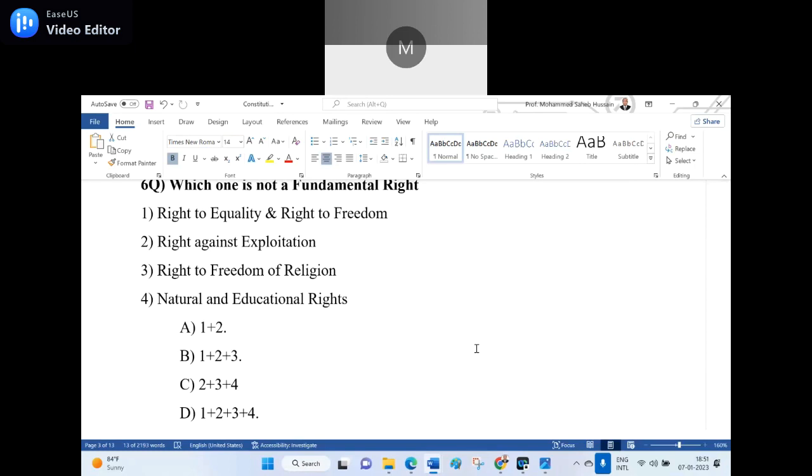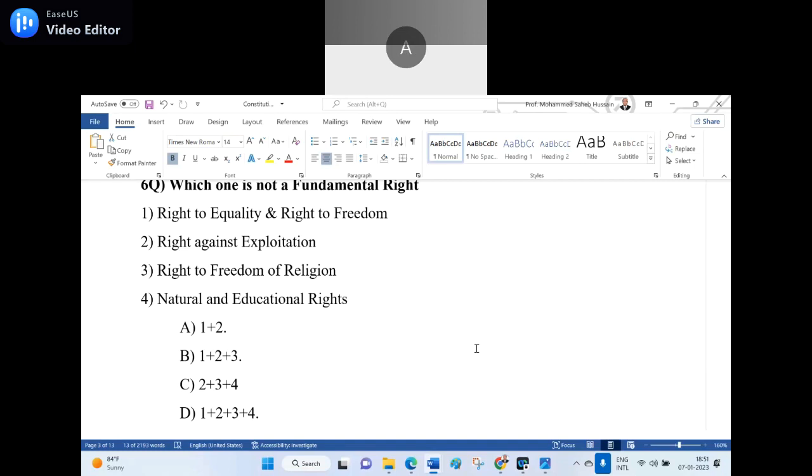Option B is the right answer, sir. B, 1 plus 2 plus 3. Sir, 2 plus 3 plus 4. Suppose I say B is the right answer. It is wrong, sir. Can you tell me why B is the right answer? What is wrong in the 4? Natural and educational rights are not, sir.